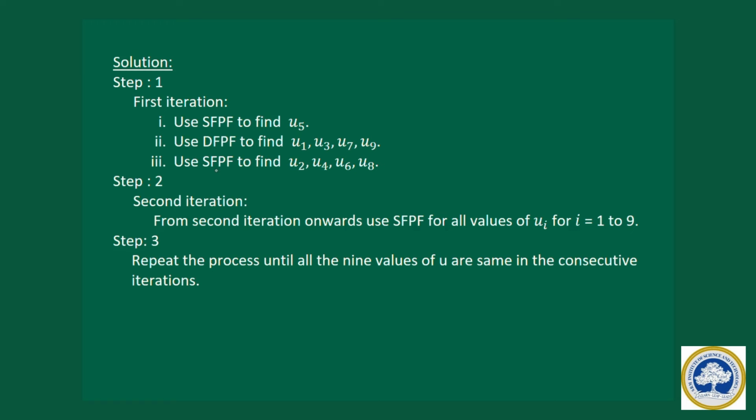For the first iteration, we have to start from U5. We should not start from U1. We have to start from U5 because U5 is the center value out of all the 9. Once you find U5, then using U5 we can use the diagonal 5-point formula to calculate the remaining values U1, U3, U7, U9, and then we can find U2, U4, U6, U8 again using the standard 5-point formula.